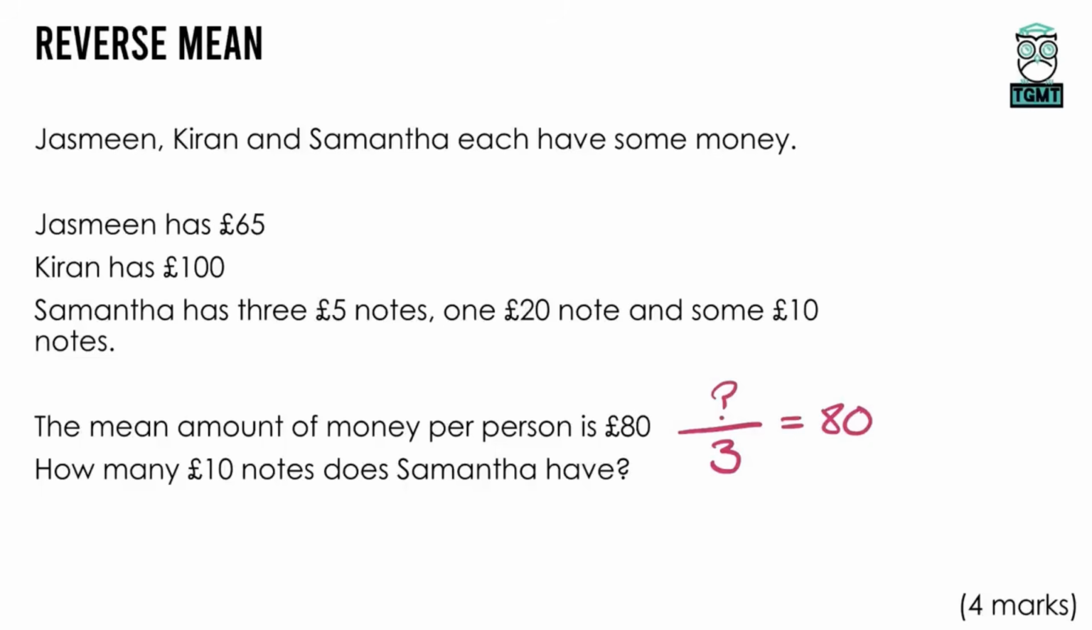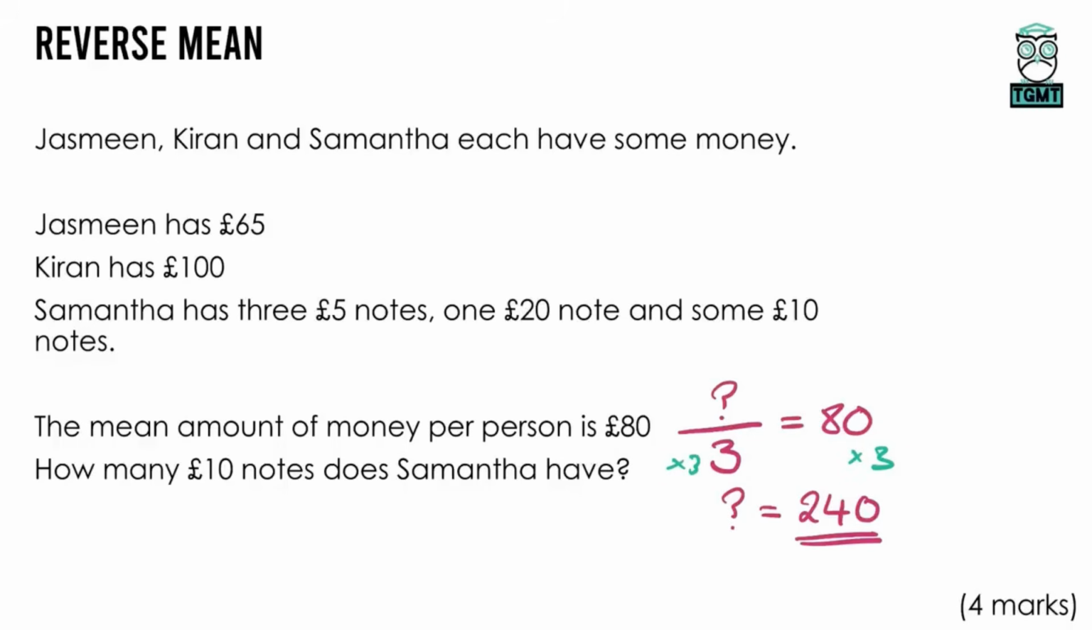So to reverse this, if we would have divided by 3, we can times both of these by 3 to get our total, and then whatever that total is will be 80 multiplied by 3, which we can do on the calculator, and that was 240.